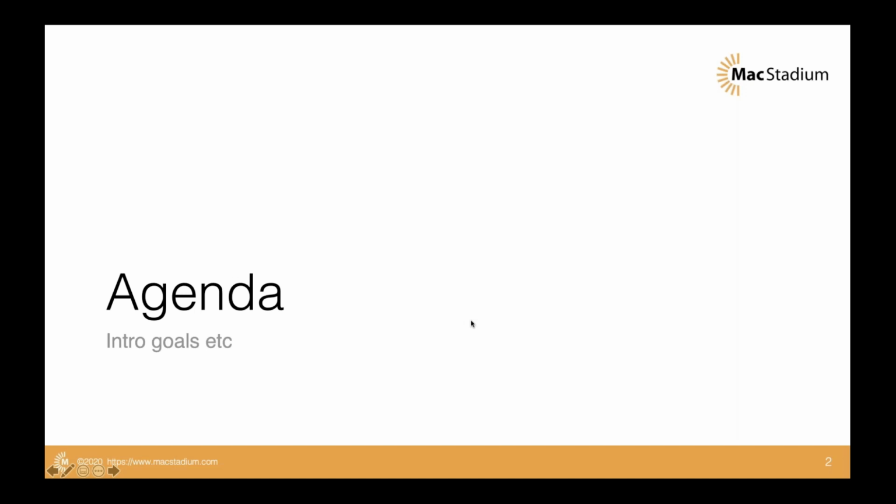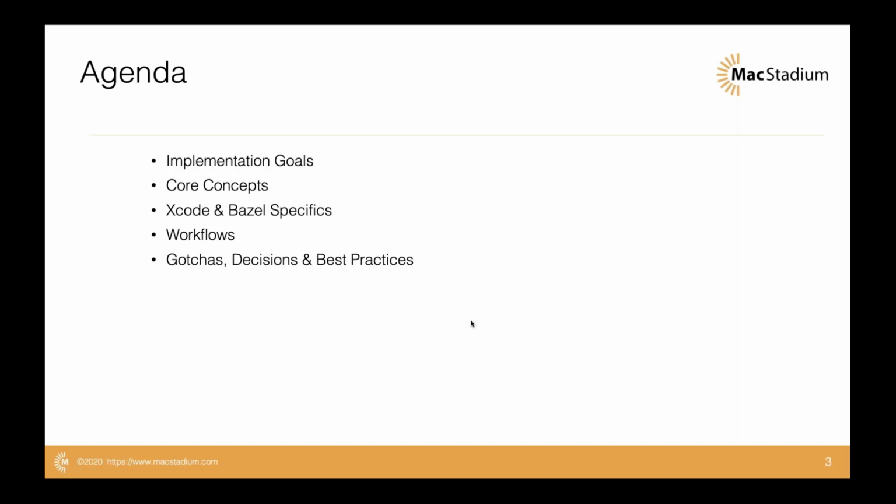So what's the basic agenda? Well, we've got some implementation goals. Ultimately, everyone's got to have a goal if you're going to adopt new technology. There are two bits of core concept, and then we're going to take a quick look at Xcode and Bazel integration specifics. And then we're going to talk about workflows. Workflows are important because if you're here, you are serious about doing builds at real speed with enterprise-level scaling ability. And then I'm going to have a summary slide at the end: gotchas, decisions, and best practices.